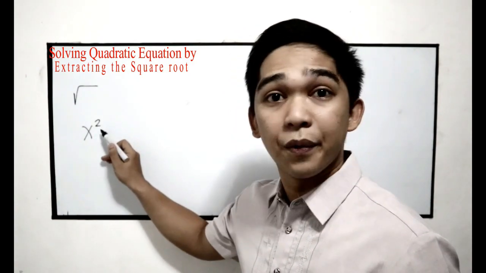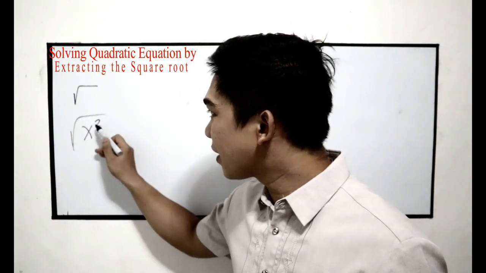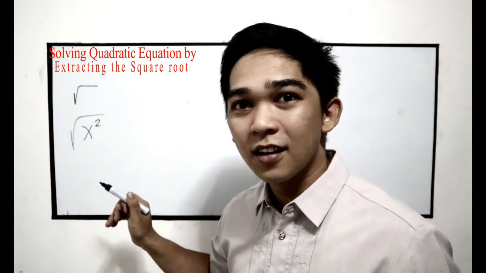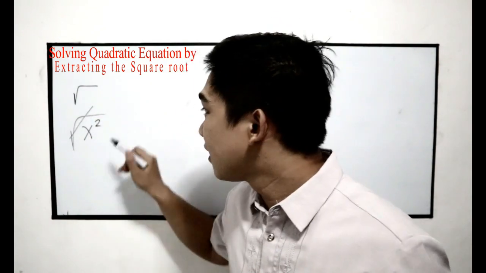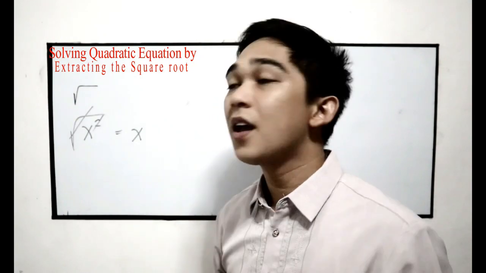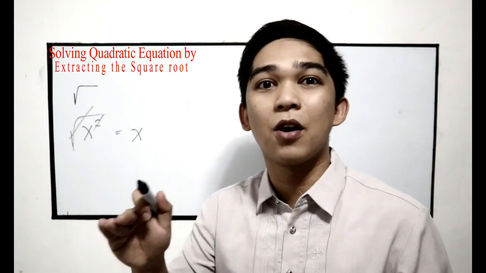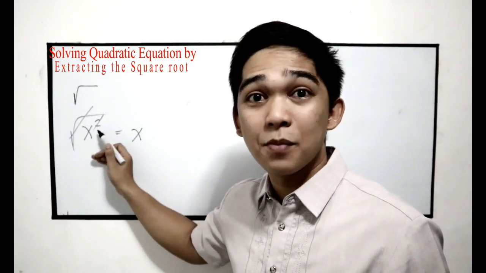In this expression, if we're going to extract the square root, the relationship will be: the square root will be cancelled out and the square will be cancelled out. And this will become equal to x. Applying your previous lesson about the laws of exponent, why are the square root and square cancelled out?